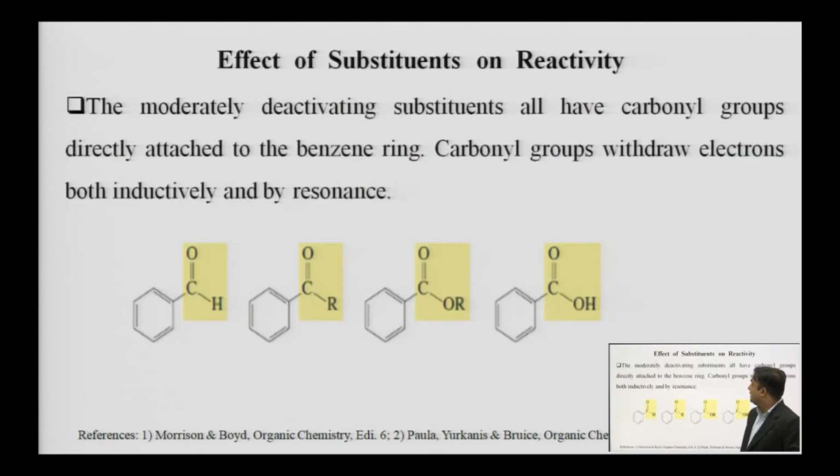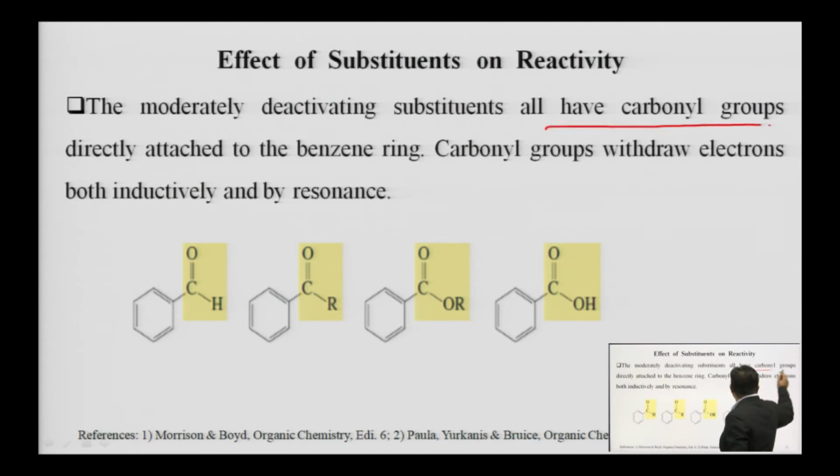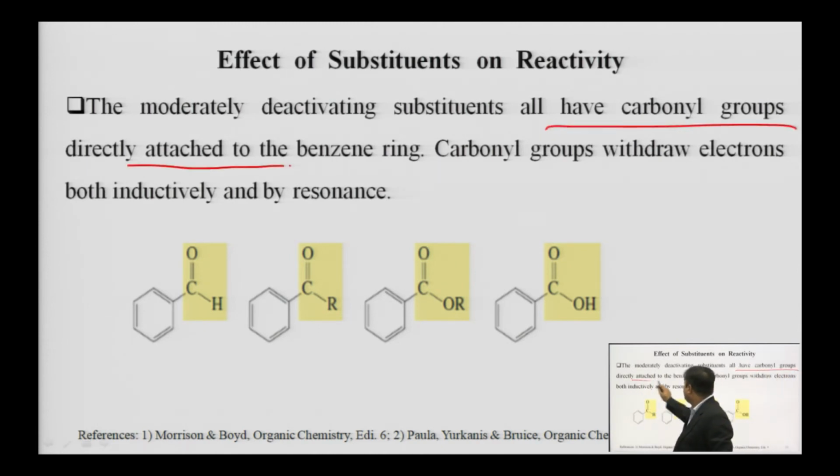Now, the moderately deactivating groups all have carbonyl groups directly attached to the benzene ring. Important point, ध्यान रखने वाली बात है. The moderately deactivated substituents all have carbonyl groups directly attached to the benzene ring. Carbonyl groups withdraw electrons both inductively and by resonance. It must be taken care of.